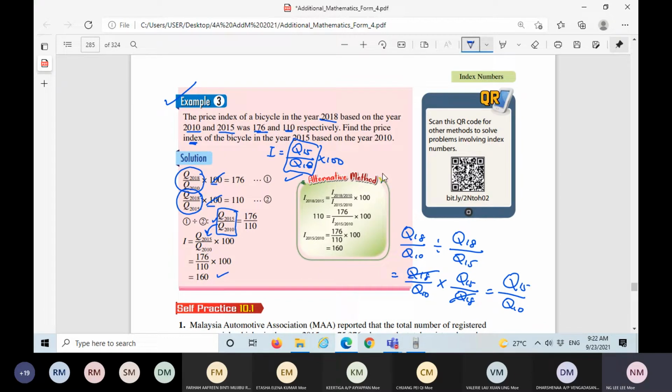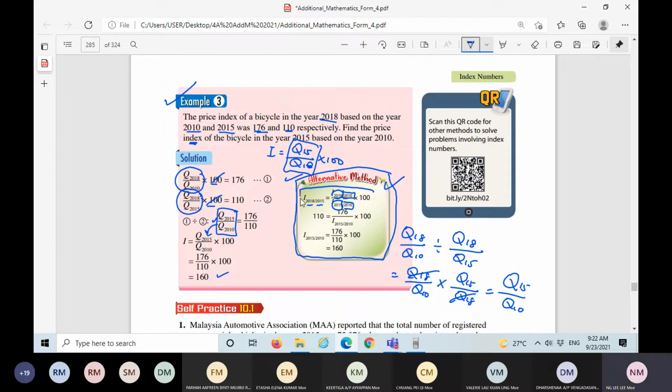Another way of doing it, actually this is more popular. This method is more popular, and you can just memorize it. So you remember, here is 18, here is 15. So here will be 18, here will be 15. This one will be on the numerator, this one will be on the denominator. And make sure the base here is the same.